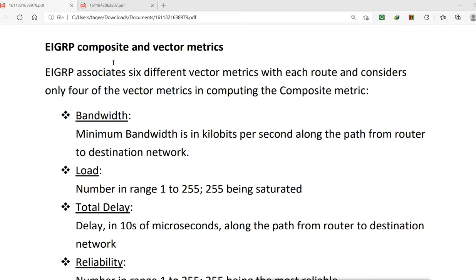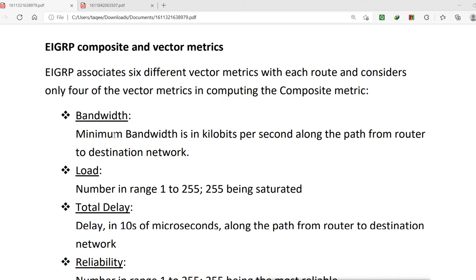Now EIGRP composite and vector metrics. So what metrics does EIGRP have? EIGRP associates 6 different vector metrics with each route and considers only 4 of the vector metrics in computing the composite metric. So it uses 6 different vector metrics, but only 4 are used for computing the composite metric. So after calculating all these metrics, what does it do? It creates the composite metric value.